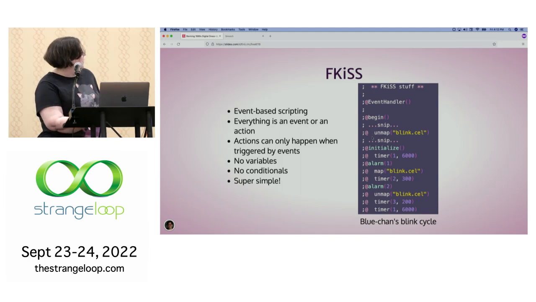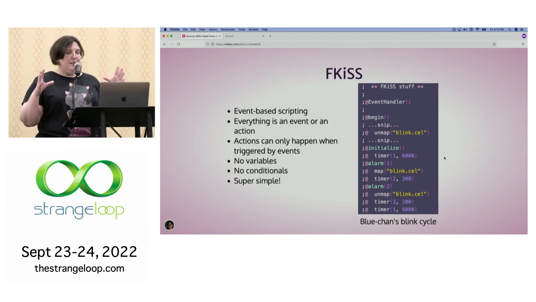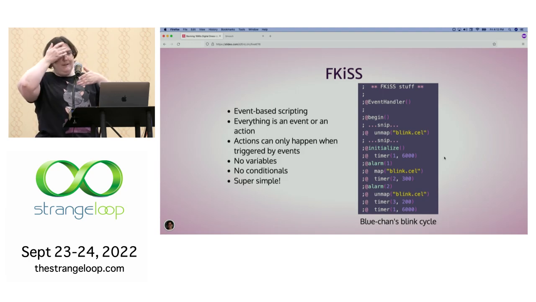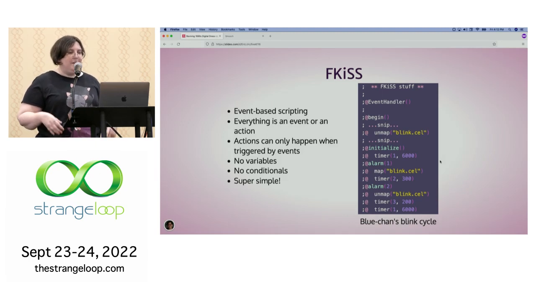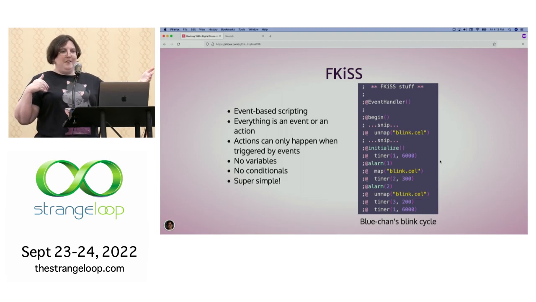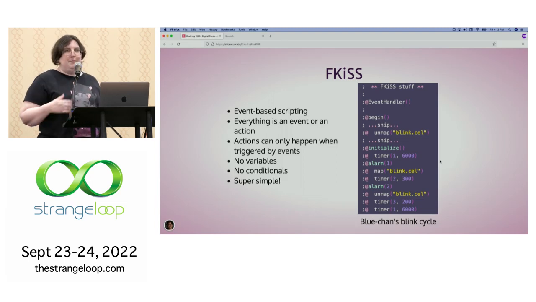So to start out with, we unmap. That means we hide a cell that is like her eyelids. Then we set a timer for 600 milliseconds, or 6,000 milliseconds. Then when that timer goes off, we show the eyelids cell, so it looks like she's closing her eyes. Then we set another timer. When that timer goes off, we hide the eyelids again and set the first timer again. So it's a loop without any actual loops.